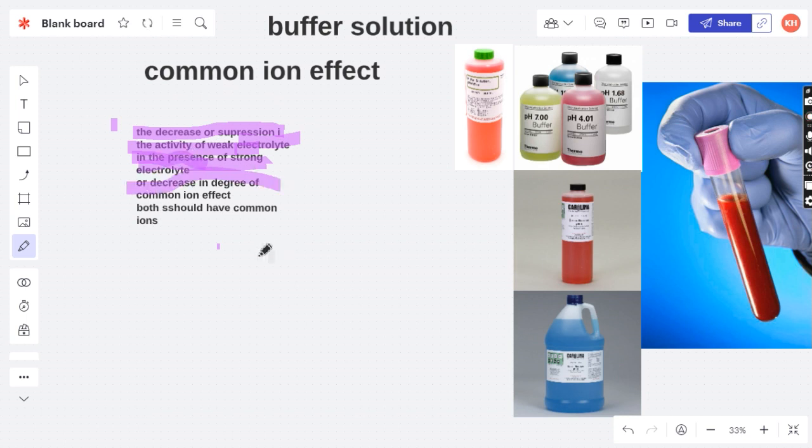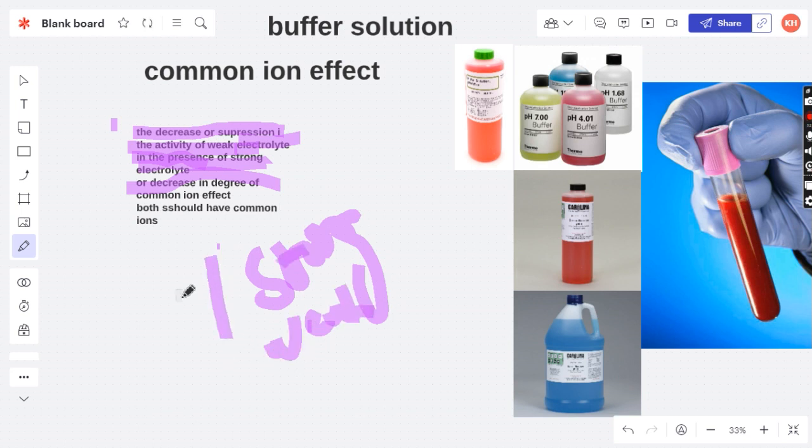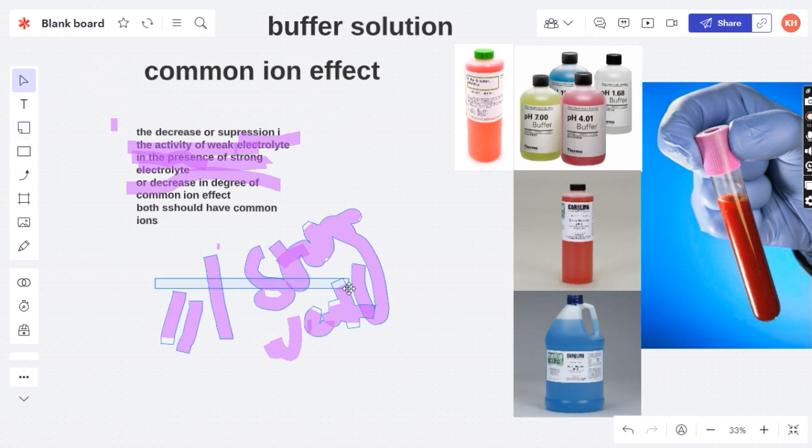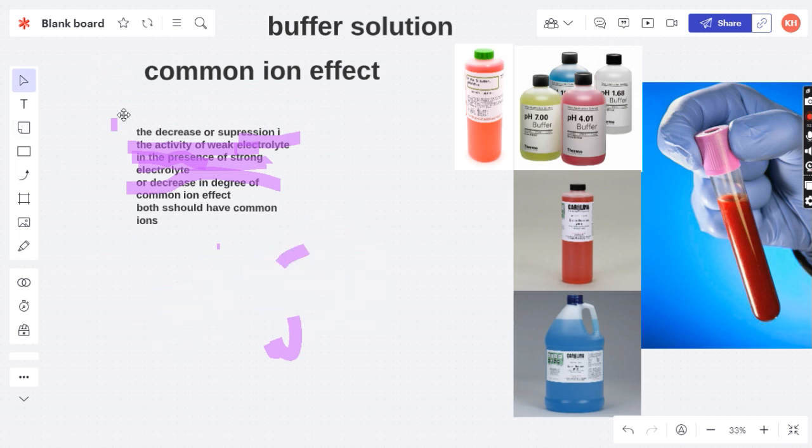But if we talk about strong, for example, and if you're talking about weak, they should have common ions. They should have one thing, that is common ion should be there, right? So separation is the activity of the weak electrolyte in the presence of strong electrolyte. Let's discuss the example here.